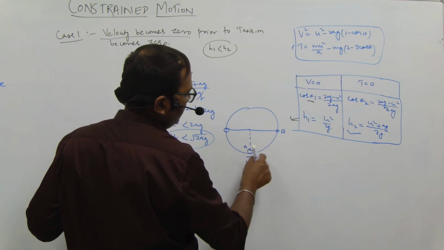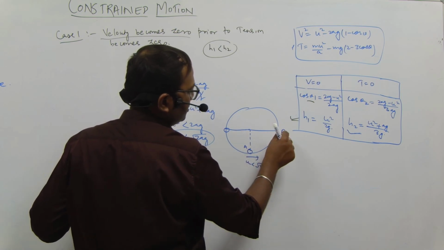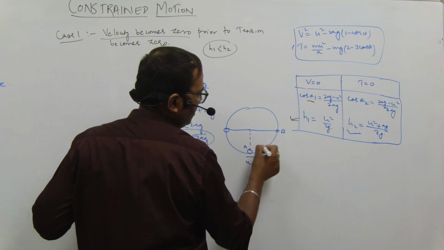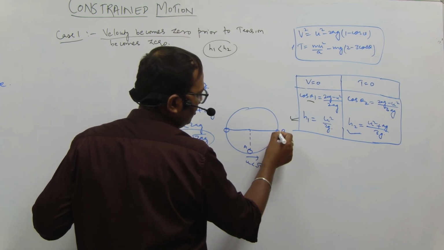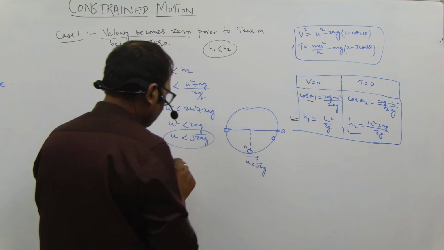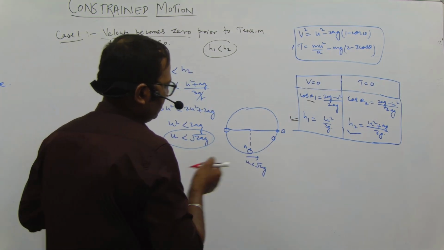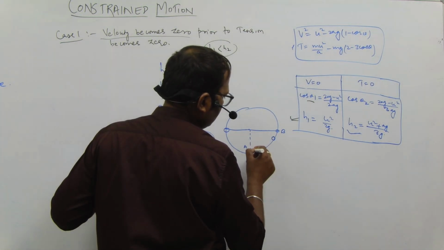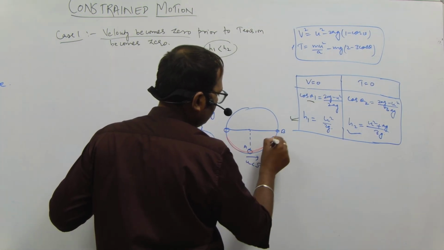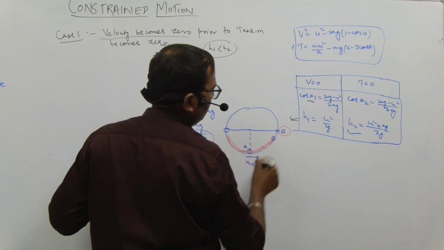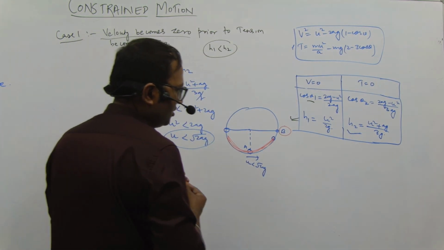Okay, so this point, this particle will not reach this point B. It will lie somewhere below the point B, and it will start oscillating about the point A, that is the bottommost point. So it will start oscillating like this. So it will not reach this point B. So let us write the conclusion here.